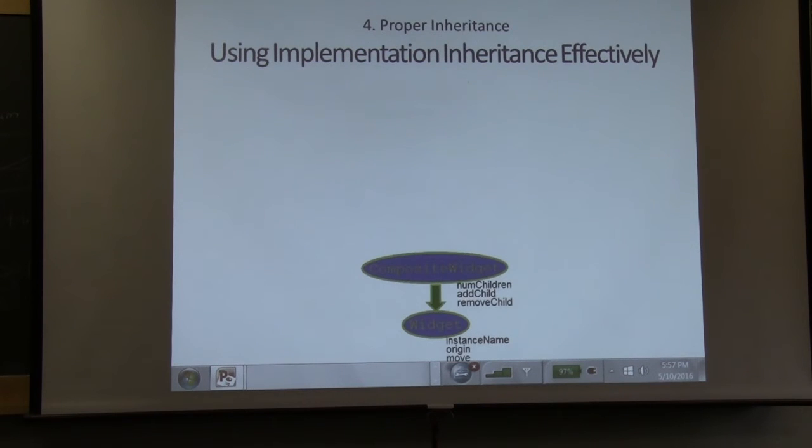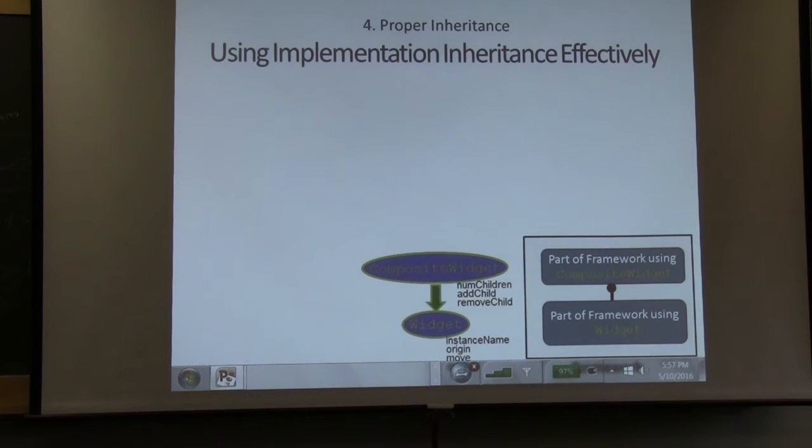So here's an example. I have this nice example where I have a widget and a composite widget and a bunch of clients that want to play in my framework. And so here's my framework, but the framework operates on the widget and the composite widget. So that's all set. That's me. I'm the library. I'm the core.